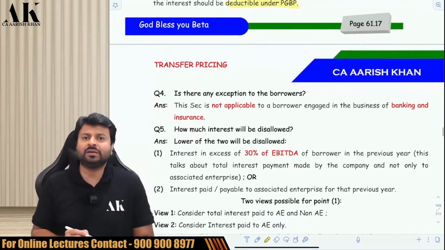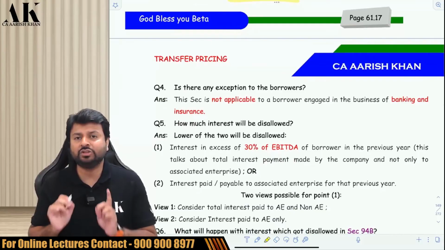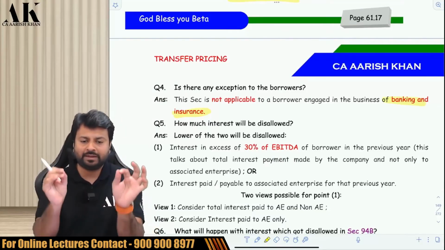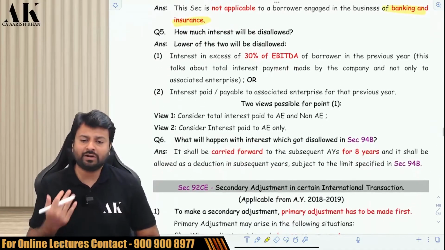Is there any exception for the borrower? Yes. If the borrower is an insurance company or a banking company, then this section is not applicable. How much interest will be disallowed under this section?